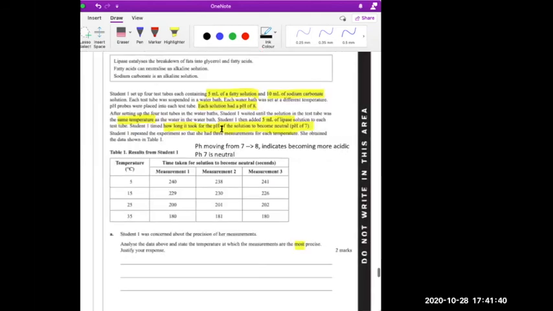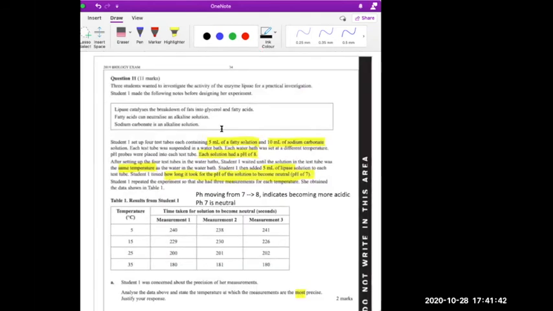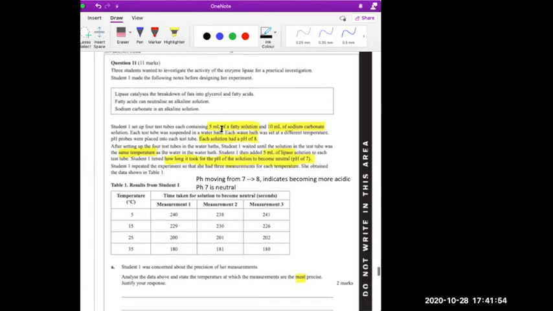Okay, so we're on to the last question. Question 11, you'll notice a lot of the new ones are all about experimental design, and I think they're so worthy of paying attention to because they will definitely ask you questions about this, and they'll stress this in your exam. So this question is about investigating the activity of lipase.